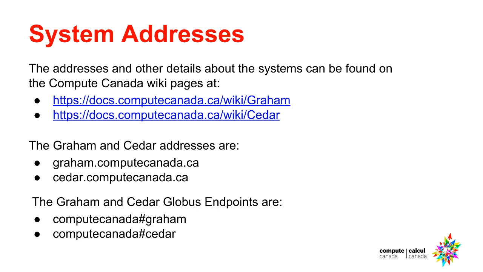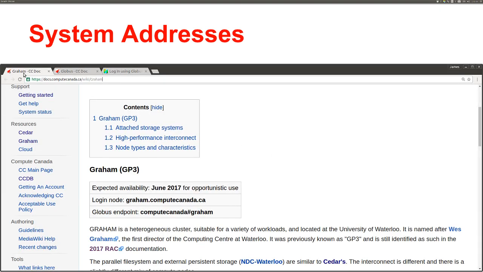The addresses and other details about the systems can be found on the Compute Canada wiki pages. Basically, these are the addresses that you'll need to access the system with the different resources that we'll be talking about today. The Graham and Cedar addresses are graham.computecanada.ca and cedar.computecanada.ca. When using the Globus portal, you'll need the names of the endpoints of those locations, for example, Compute Canada, hashtag Graham. All that information is available in the wiki page.